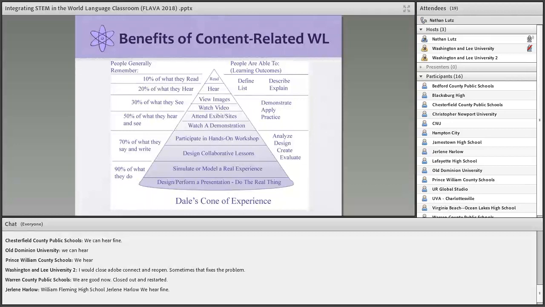So if we look up at the very top, the tiniest part of the pyramid, it says when students are reading, they're only going to retain 10% of what they read. And as we move down, the pyramid broadens in size, and we see that there's greater retention. So then what students hear, there's a little bit more retention there. Viewing images, watching video, it's even greater. Attending an exhibit or looking at sites, watching a demonstration, going all the way down to where they are designing or performing presentations and doing the real thing.